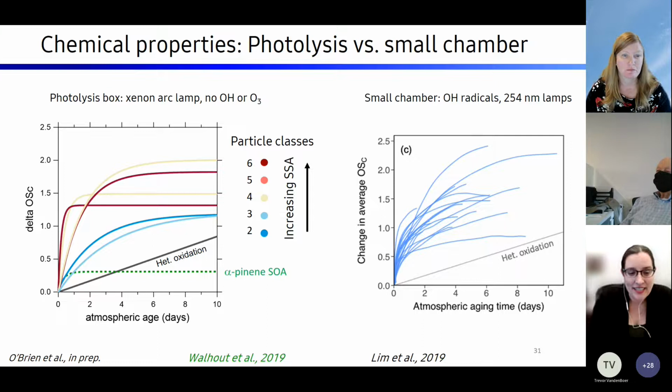This is surprising to me, and it raises the question whether what we're seeing is just the brown carbon molecules, which we don't necessarily expect to be a huge fraction of the mass that are actually getting oxidized, or whether there's other processes that are occurring in the system.